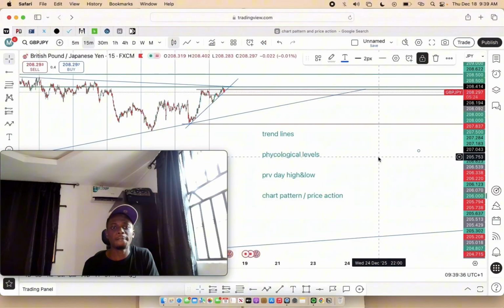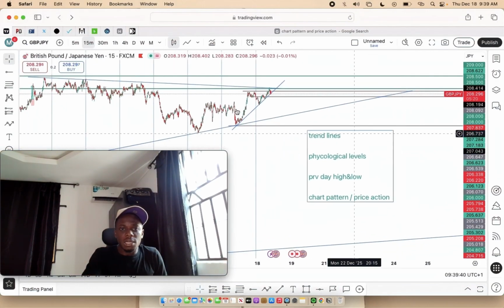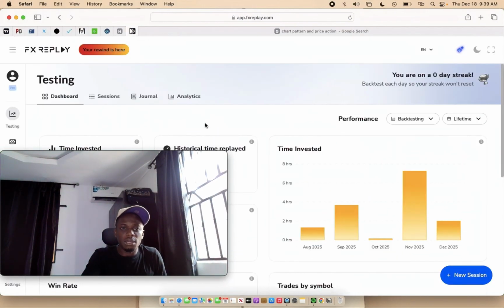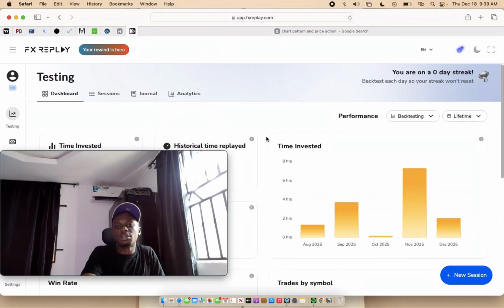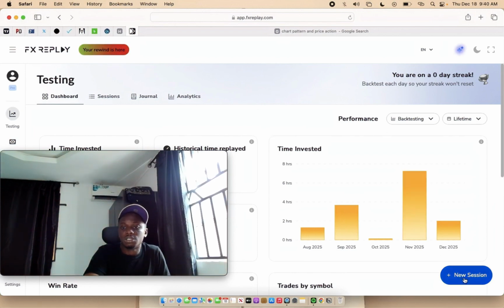So, not to waste too much time here, let's go straight to FX Replay quickly. I'll leave the link of this software in my description. If you want to use FX Replay, it's very good. You can backtest with this, create a session, and then just try it.